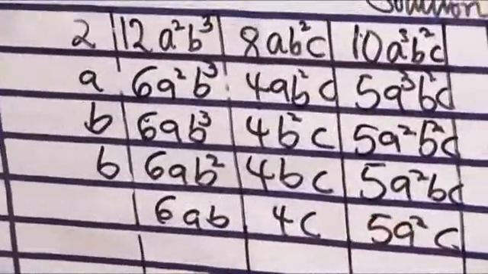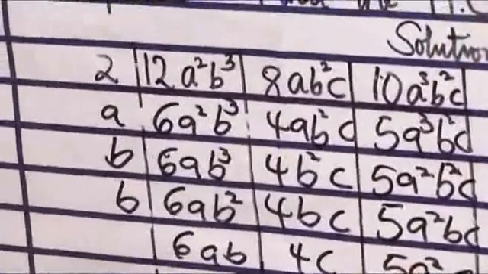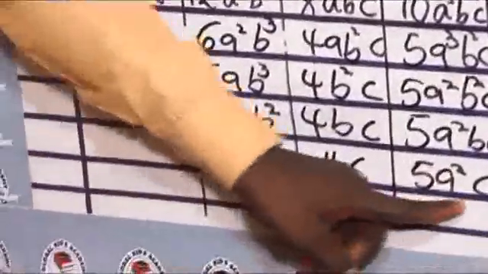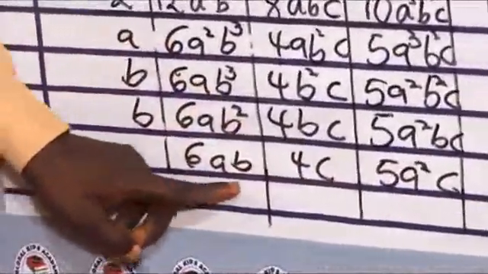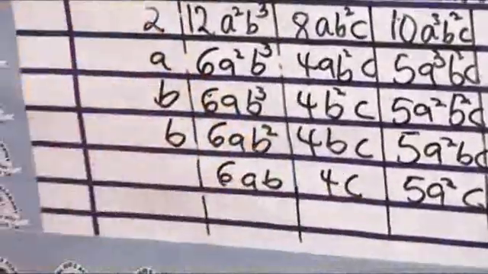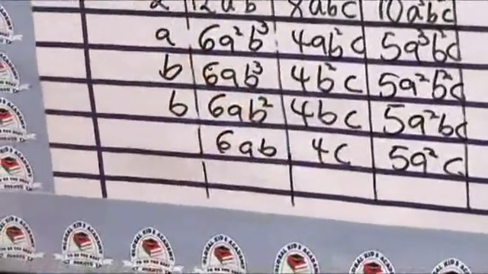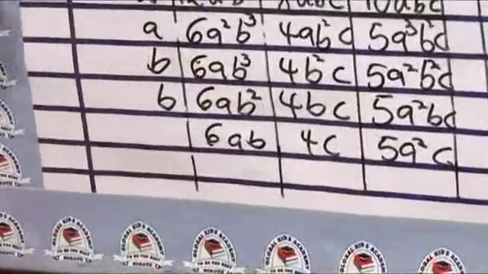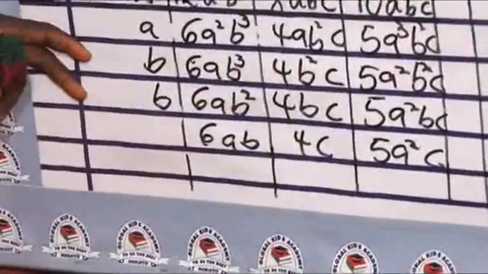Then we check. Any letter common again? There's c here, there's no c here. Here ab, there's no ab. Here there's a, but there's no b. So there's no number common, no number can go. There's no letter that is common to all of them. That is where you stop.